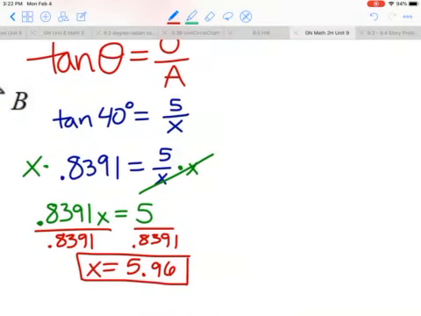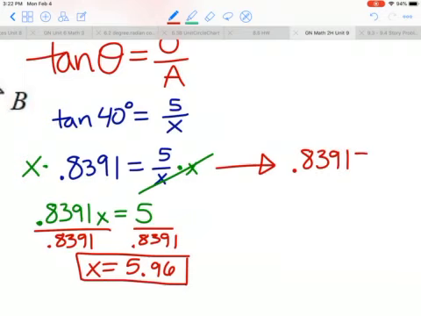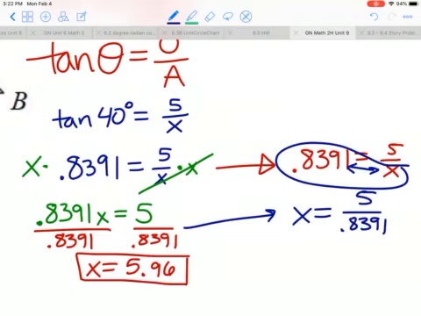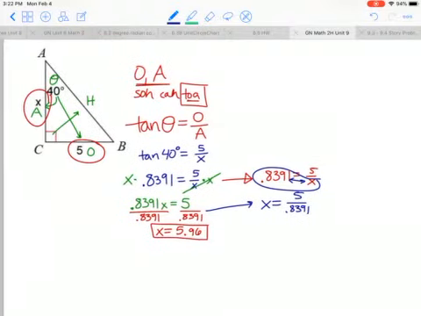Now notice here, this step, 0.8391 equaling 5 over x, it eventually switched these two spots. X equals 5 divided by 0.8391. So if you want to shortcut that, you can. I'll leave that up to you. And that is pretty much it.